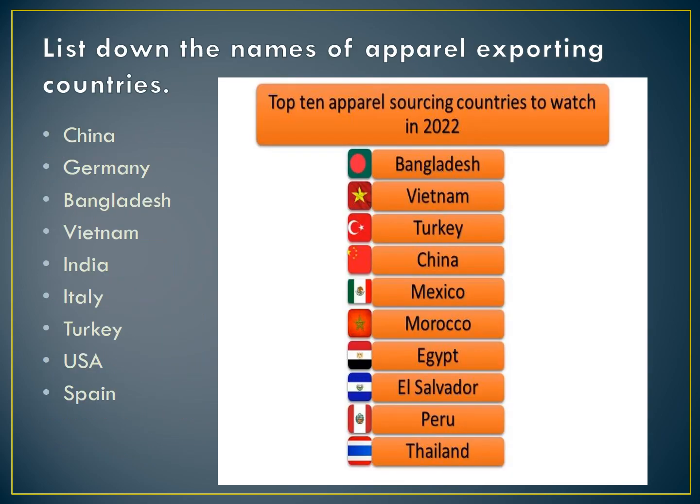Now we are going to learn the list and names of apparel exporting countries. Basically, these countries are exporting in the apparel sector: China, Germany, Bangladesh, Vietnam, India, Italy, Turkey, USA, and Spain.